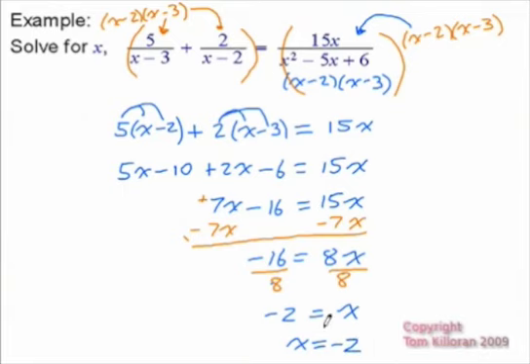Now we have to be careful, especially with these fractions. We have to make sure that this answer, x equals negative 2, is allowable in this original expression. The numbers that it definitely cannot be are 3 and positive 2. Since negative 2 is perfectly fine, it must be a solution to this equation.